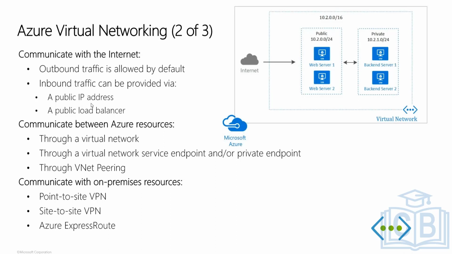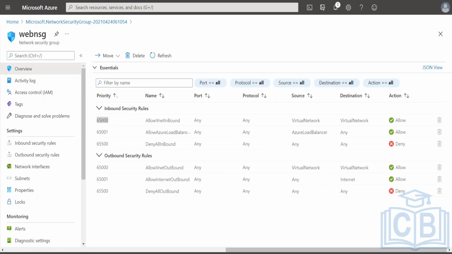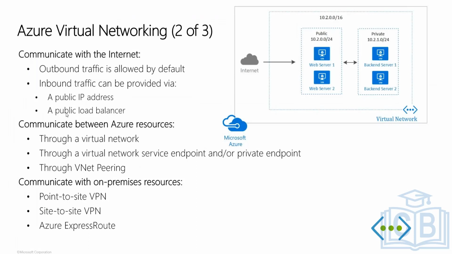Now this inbound traffic is via 2 ways. One is your public IP address and second is the load balancer. So here, if you see, allow Azure load balancer inbound. So these values also are mentioned as part of your NSG, right? Depending upon the rules being mentioned, the NSG rules will govern what kind of communication is supposed to happen.